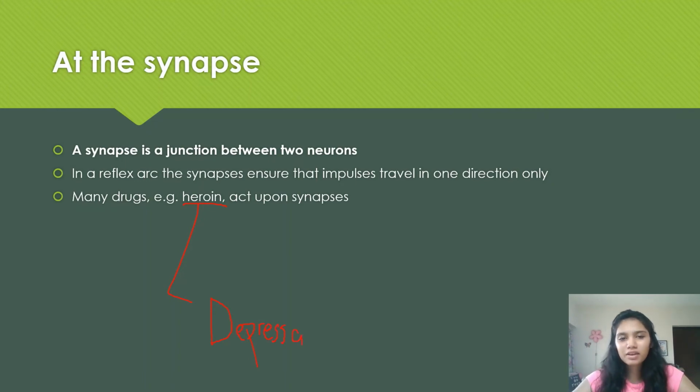Okay, I'll explain what a depressant is later. Basically, heroin is a depressant. Just need to know that for now. If you're ever required to identify what heroin is, it is a depressant.